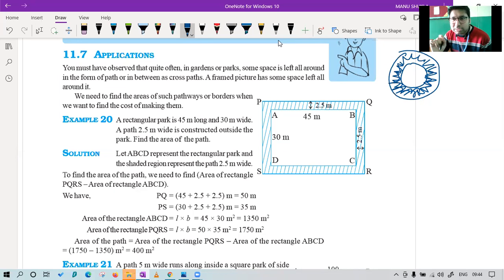So let me explain some examples to you so that you can try the questions of the exercise on your own.